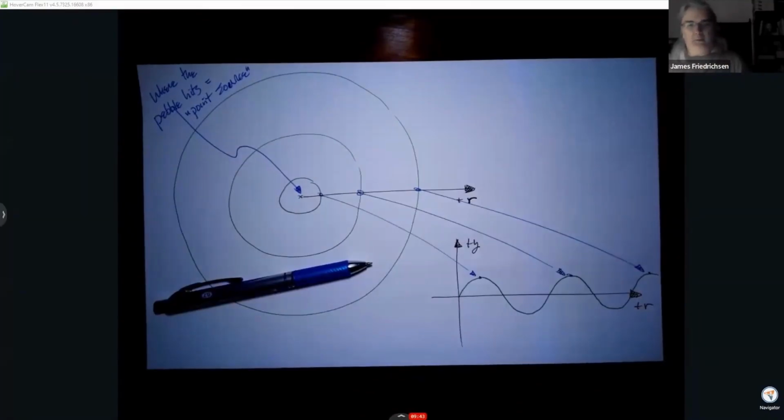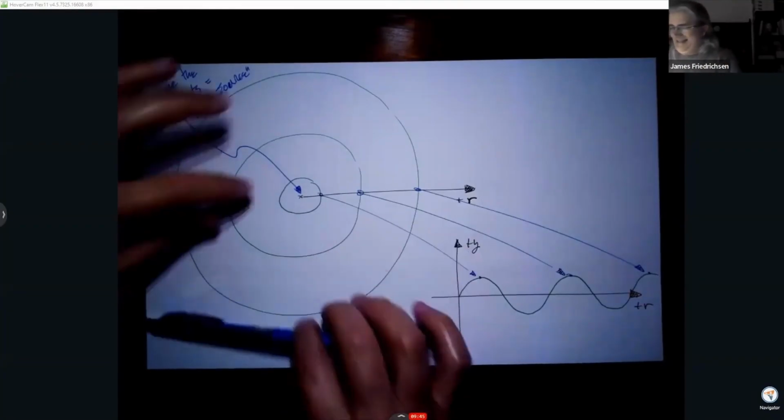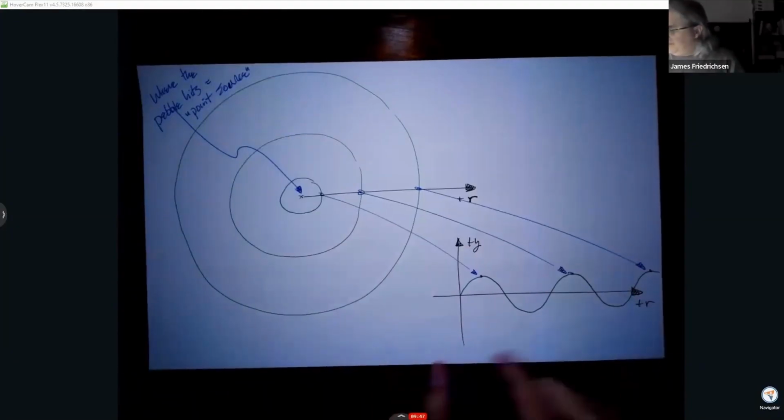And so then what we get is that these concentric circles that represent all the peaks, these are your wave fronts.